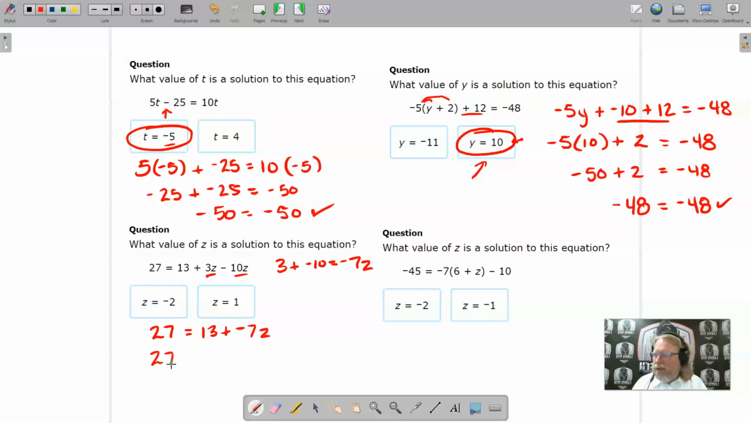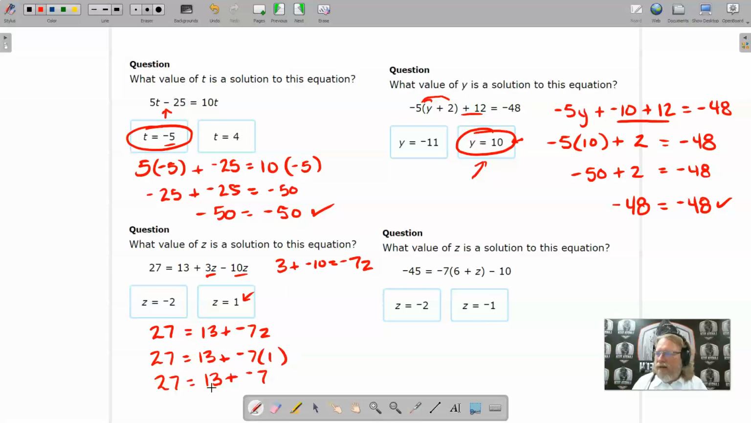Let's do 27 equals 13 plus negative 7 times whatever z is. And I'm kind of liking this 1, right? Because anything times 1 is equal to itself. So let's try the 1 out first. That'll work well. Let's plug in that 1. So we get 27 equals 13 plus negative 7 times 1 is negative 7.